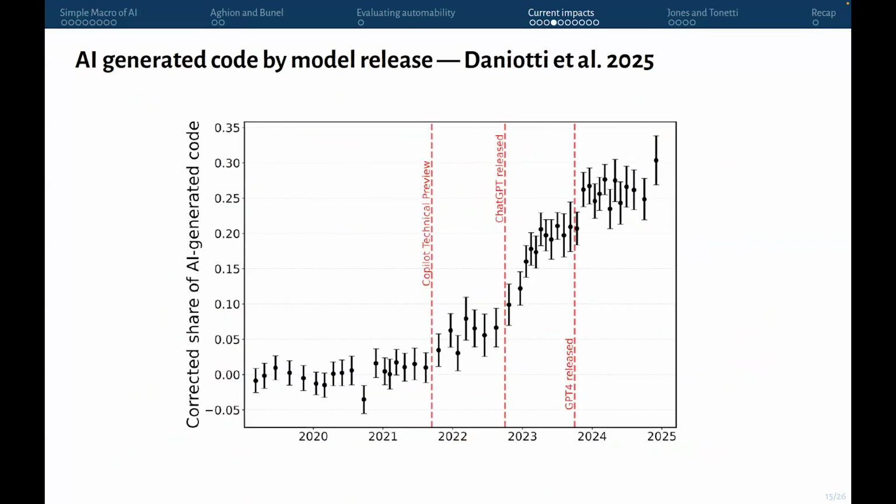This is the Daniotti et al. figure on Python commits over time. You see pretty clearly that around the Copilot release and the ChatGPT release, there's an upward trend. They're using a statistical method to identify which code has had LLM or Copilot writing assistance. It's probably not perfect, but seems to capture something.